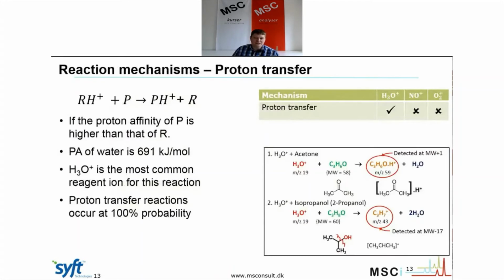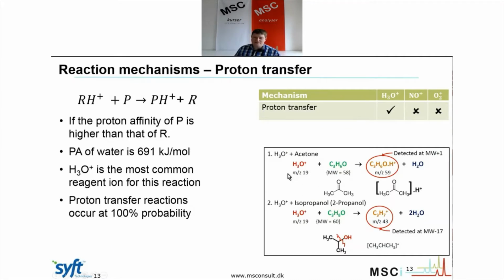So the first reaction mechanism is proton transfer, and that is essentially that you have your H3O+, which is protonated water, of course, and then if your analyte has a higher proton affinity than water, which has a proton affinity of 691 kilojoules per mole, then the excess hydrogen would rather be with your analyte, and then we ionize it like that. Here's an example with acetone.